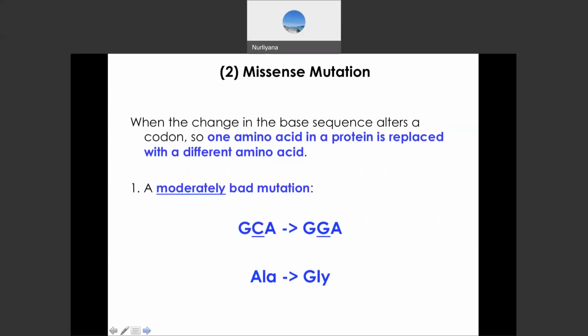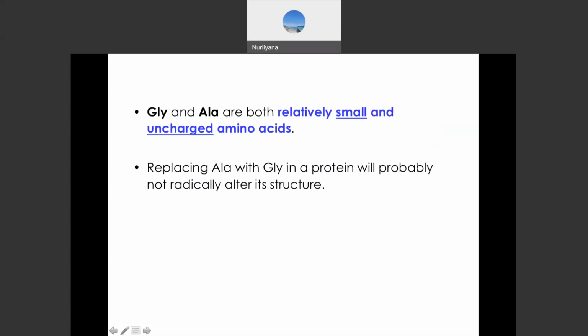Now we go to missense mutation. Missense mutation is a little bit different because it can cause a moderately bad mutation. In silent mutation, it is a silent type, so it's not really bad. In missense mutation, you can see that this sequence GCA is changed to GGA. Unfortunately, if you check in the codon table, GGA is actually translated into a different type of amino acid, which also has different characteristics.